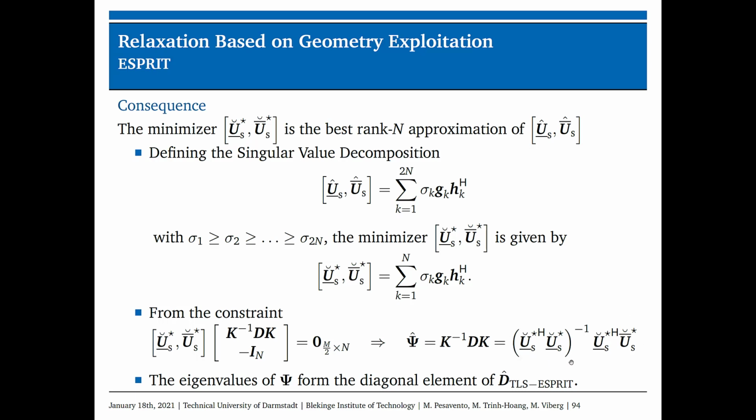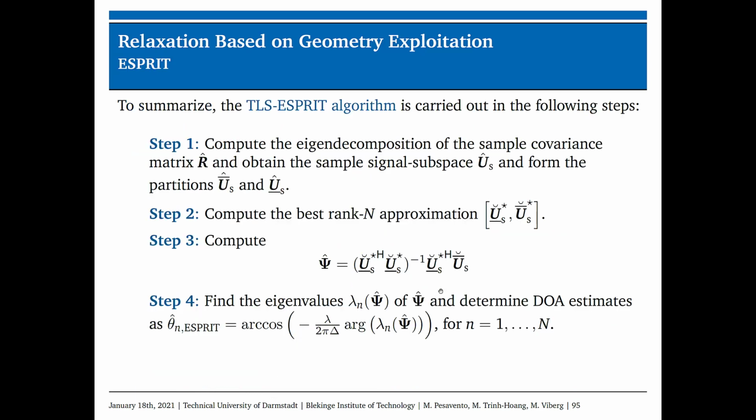And as we are interested in the exponents on the diagonal elements in D, more specifically the arguments in the exponents, we can diagonalize matrix psi hat by computing the eigenvalues of psi hat. The total least squares ESPRIT algorithm is thus carried out in the following steps.